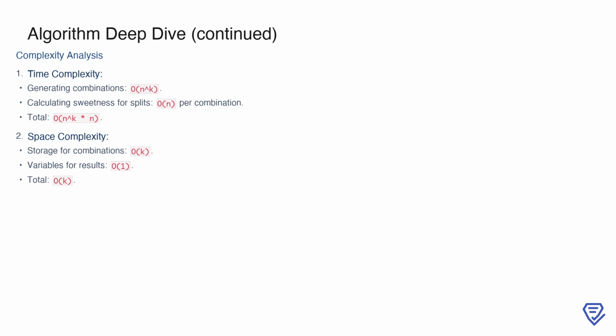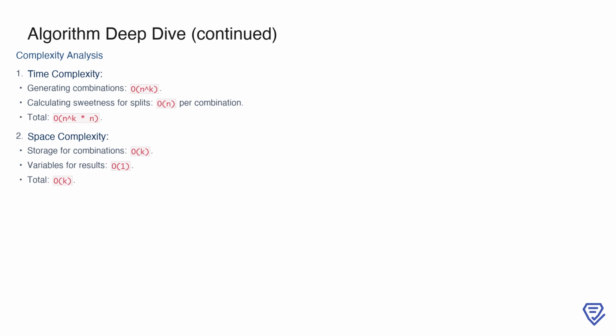Finally, let's analyze the complexity of the brute force approach. The time complexity is dominated by the need to generate all combinations of k cut points, which takes n to the power of k time. For each combination, calculating the sweetness of the resulting subarrays involves summing elements, which takes n time. Combining these, the overall time complexity becomes n to the power of k times n.